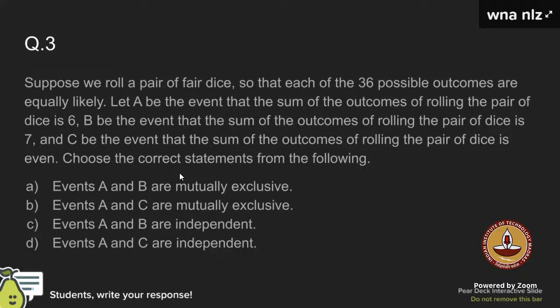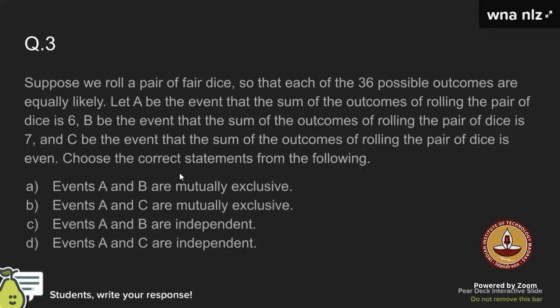Can A and B occur together? No, sir. So definitely they are mutually exclusive. We can also do it other ways: we will find A and B, then see what their intersection is. Definitely we won't have any common intersection, right? So from there we can also see they are mutually exclusive. But logically, this is always going to be mutually exclusive. They both cannot occur at the same time, right? So option A is correct.